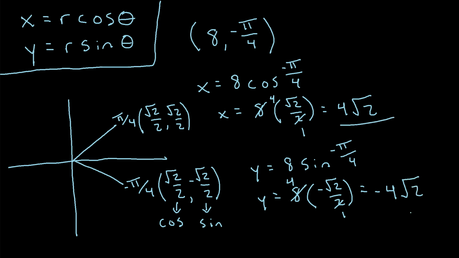So we found our x value, and we found our y value. So we can write our rectangular coordinates as 4 root 2, comma, negative 4 root 2. And that will be our final answer.